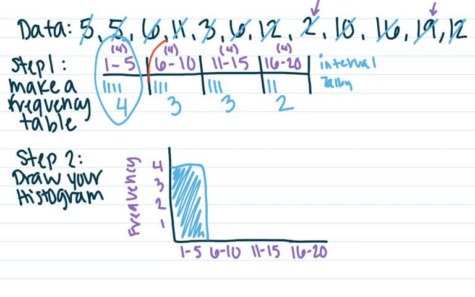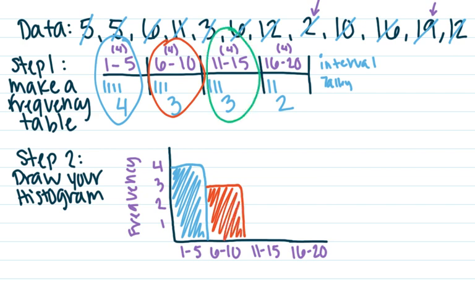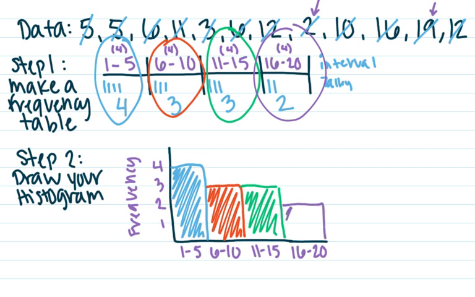My next column is the 6 through 10 interval, and there were 3 of those, so again, no spaces between my columns, and I go ahead and I draw that next one. My third one is 11 through 15. There were 3 of those as well. So again, draw in that column. And then the last column is going to be 16 through 20, and there were only 2. And there you go. So that's how you make a histogram.